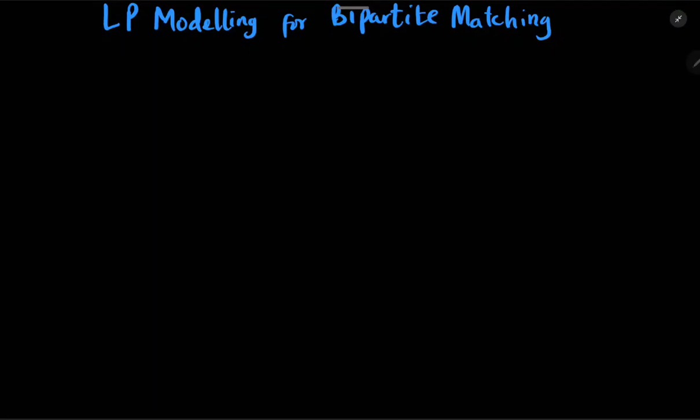In this video we're going to be talking about LP modeling for bipartite matching. So what is bipartite matching? We talk about bipartite matching when we have a subset of edges such that any pair in the subset does not share a common vertex. So let's consider these edges.